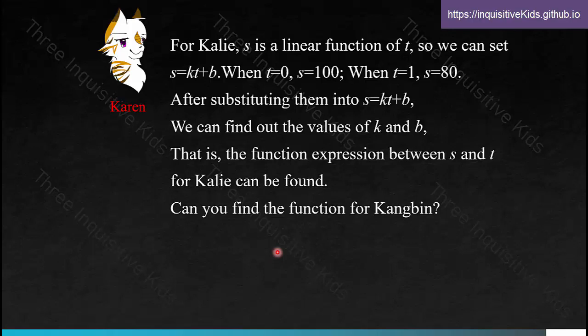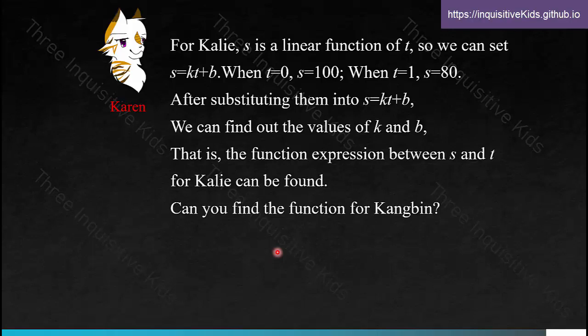For Kaylee, S is a linear function of t, so we can set S is equal to kt plus b, where S and t are variables and k and b are parameters. K and b are coefficients. When t is equal to 0, S is equal to 100. When t is equal to 1, S is equal to 80. After substituting the variables first into S is equal to kt plus b, we can find out the values of k and b.